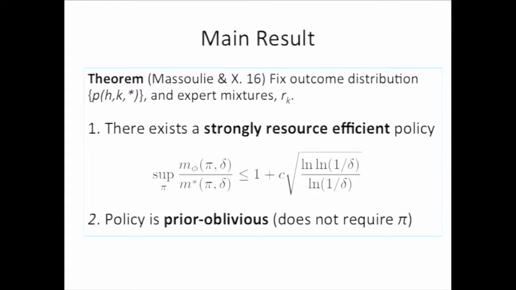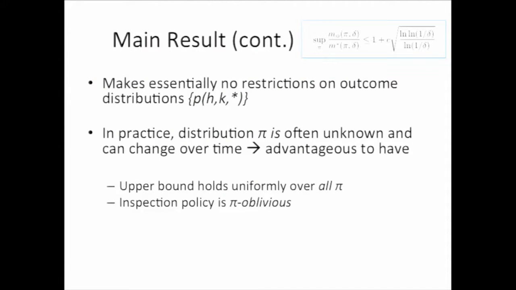Another important feature is that the policy is so-called prior oblivious, meaning that we just put that thing in and we don't really need to give the policy the particular pi that dictates the mixture of jobs, which we actually don't know. Okay, so a few comments.